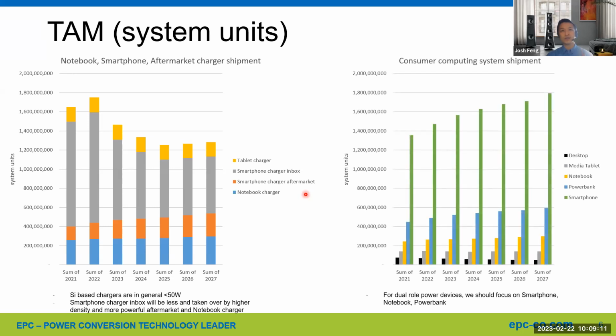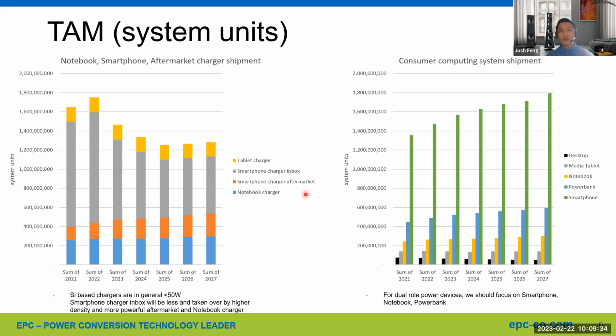And from the DRP products perspective, for example, desktop, tablet, notebook, power bank, smartphone, that continues to grow, especially after the pandemic. This is also a good moving trend for the entire, for example, buck converter or buck-boost converters.